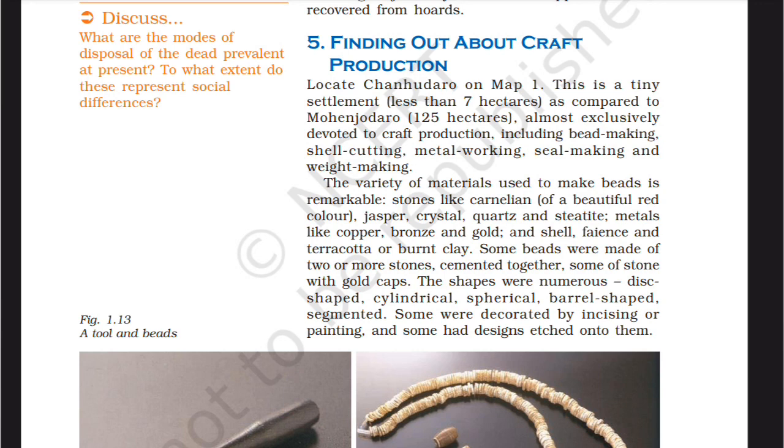Here we have given the example of Chanhu Daro, basically pronounced as Chanhu Daro. Chanhu Daro is a very small area in the Harappan civilization, maybe less than 7 hectares, as given here compared to Mohenjo Daro. It is known for its craft production, basically bead making.